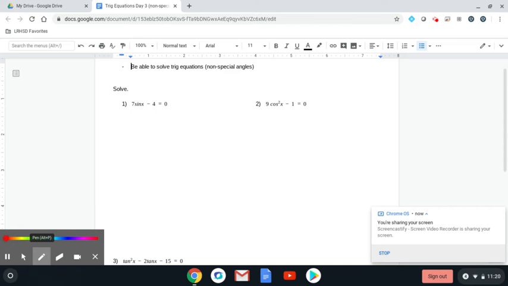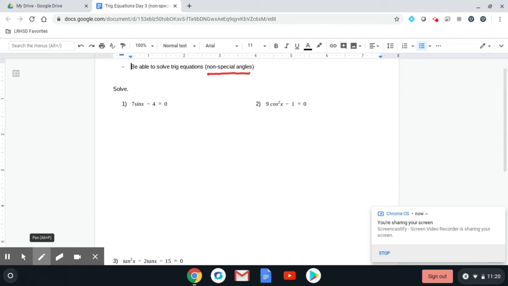We're going to combine that with our whole idea of non-special angles that we just talked about yesterday. All right. So all of these problems that we're going to go over when we solve these trig equations are going to end up involving non-special angles at the end. All right. So let's look at the first one.